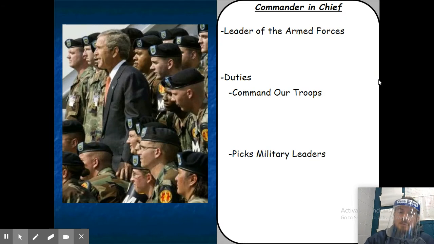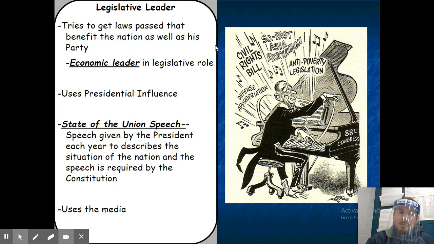He's the commander-in-chief. He's the leader of the armed forces. He commands our troops, and he picks military leaders. He is also the legislative leader. So it is his job to sign bills into laws or to ignore them or veto them, and then the legislative branch can overcome that. He's also an economic leader in a legislative role, which is where the budget comes from. He can use his presidential influence to try and get things passed in Congress.